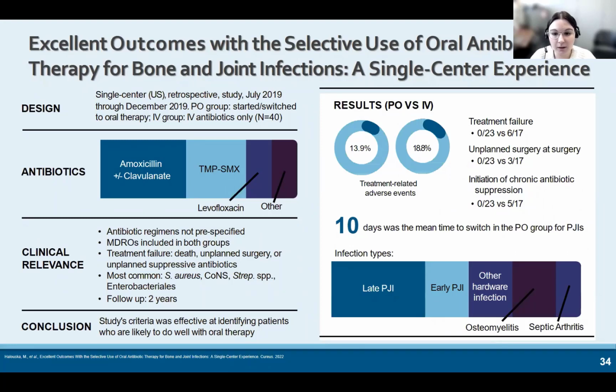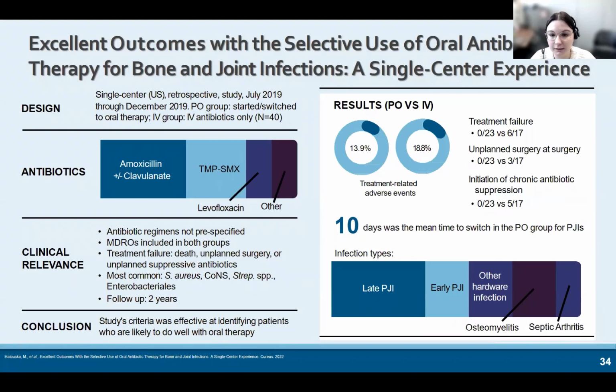So they did spell out their criteria for who was eligible to switch to oral therapy, and that was: it had to be the first episode of infection to the affected anatomic site, the identification of a bacterial pathogen susceptible to one or more highly bioavailable antibiotics, no concern from providers about the patient's ability to adhere to oral antibiotic therapy, no vertebral infection, and no concurrent infection that required IV therapy. So that was the criteria for those who were eligible to switch to oral therapy. In this trial, the antibiotic regimens were not pre-specified. Multi-drug resistant organisms were included in both groups.